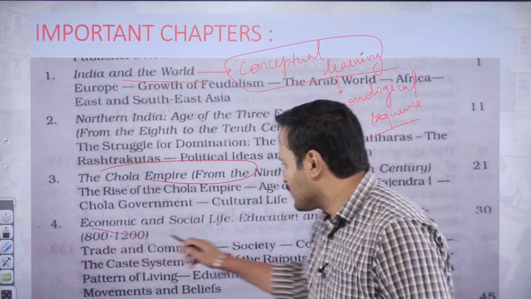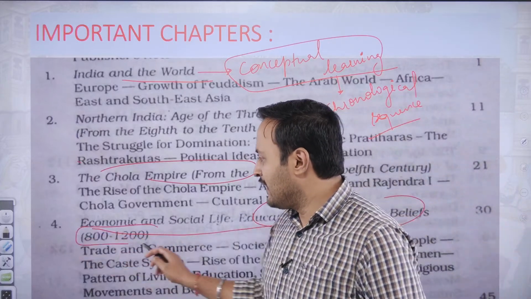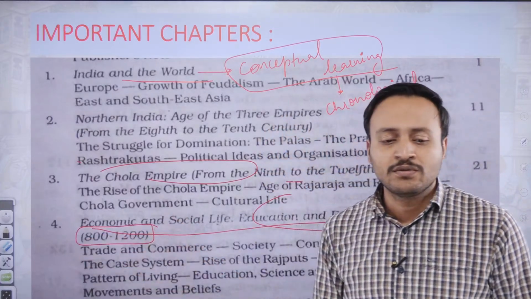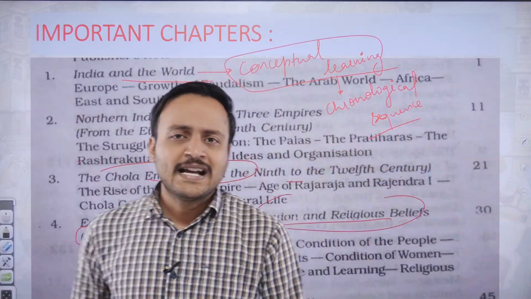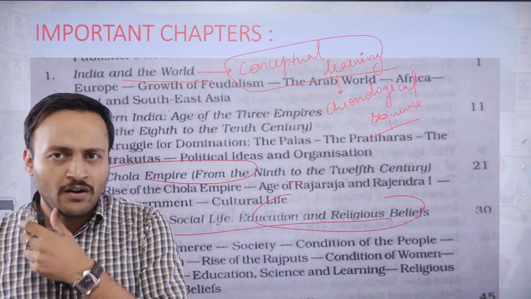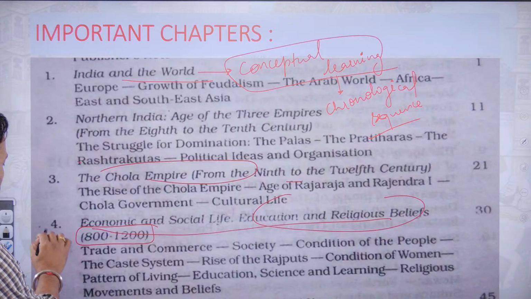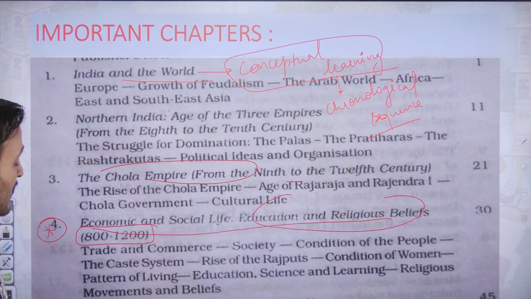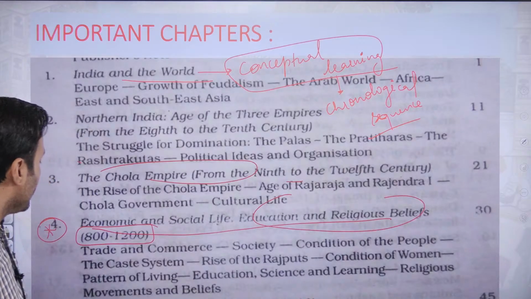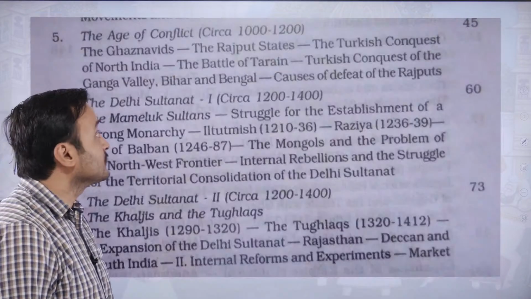Then economic and social life, right? So in the period of 800 to 1200, that means from the 9th to 13th century, what were the significant features of India's different people, economy, society, etc.? These chapters are very, very important. Guys, I will put a star mark on those chapters which are important here. So it is a very, very important chapter number 4.